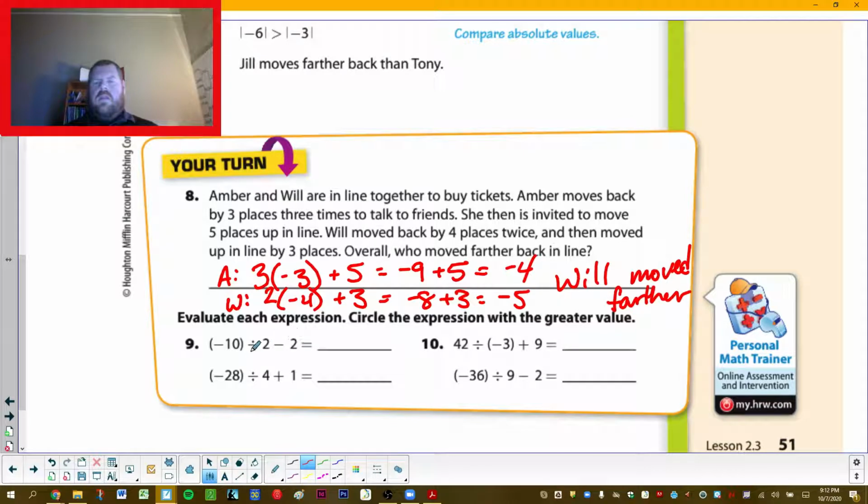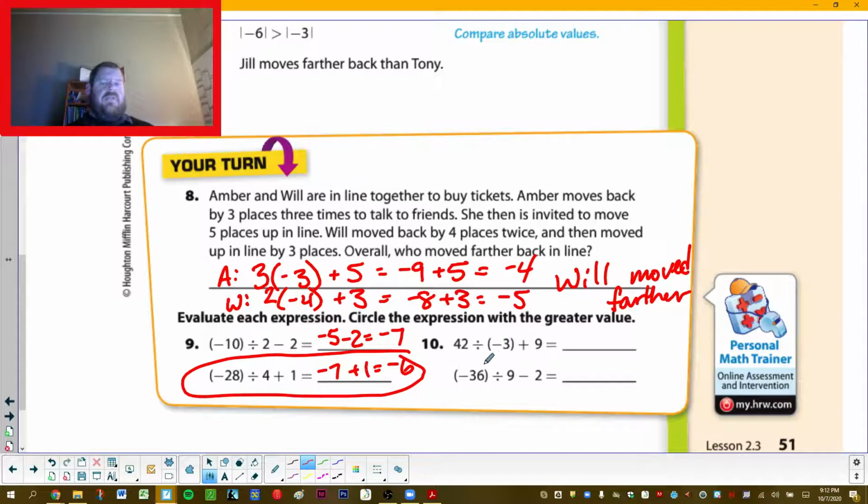Okay, last couple problems here. Negative 10 divided by negative 2 is negative 5. Minus 2 is negative 7. Negative 28 divided by 4 is negative 7, plus 1 is negative 6. It says circle the greater value. I'm thinking greater as farther to the right, so it's negative 6.